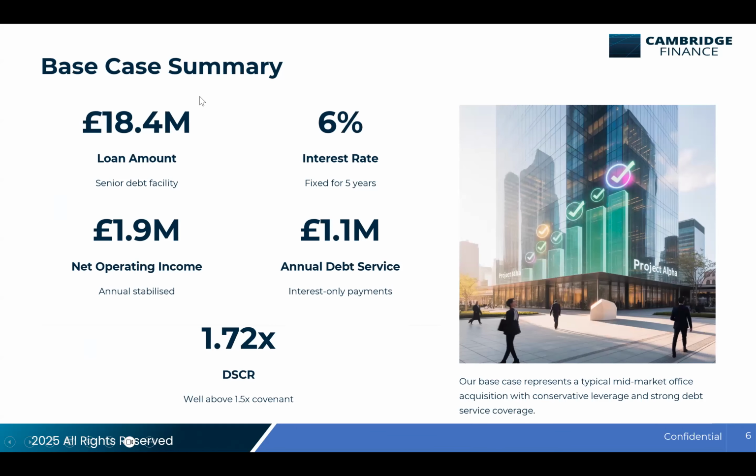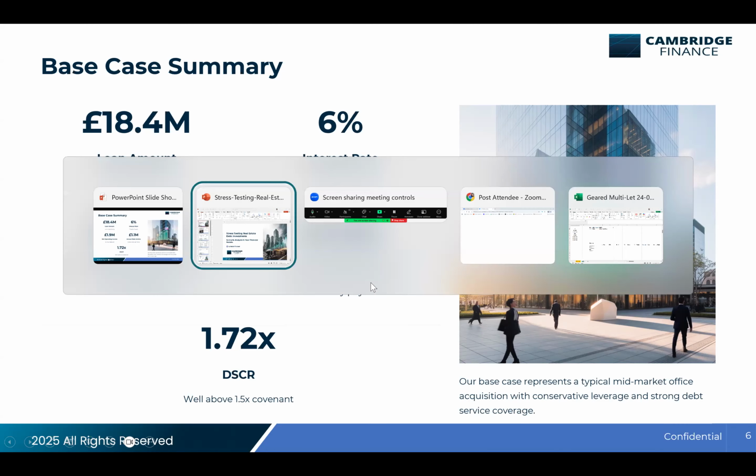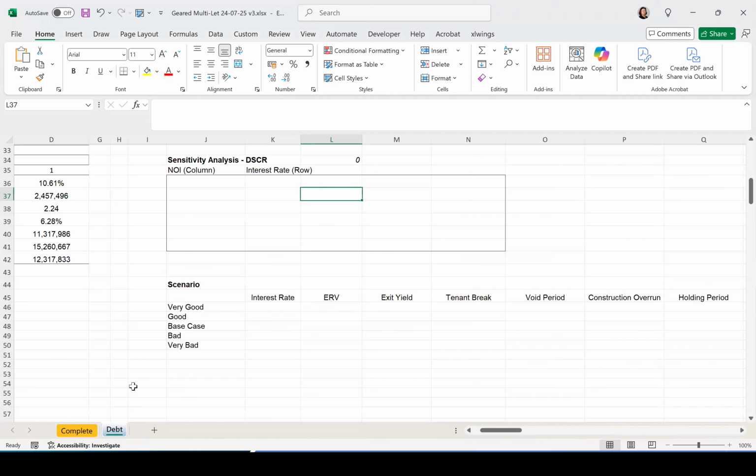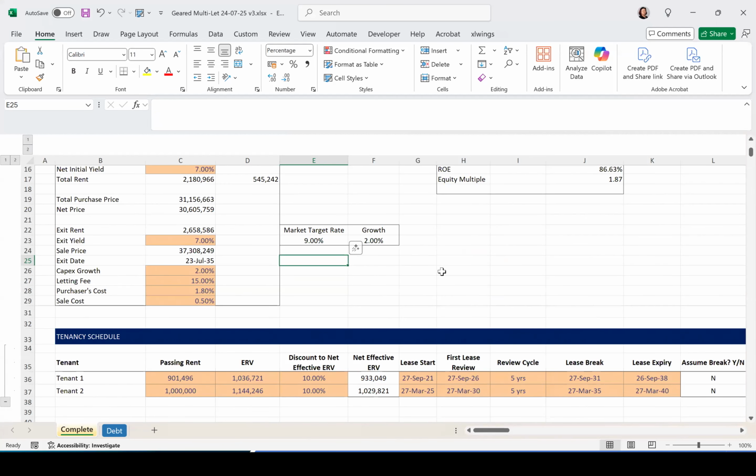Okay. So my base case scenario has 18.4 million as the loan amount. This is the senior debt facility, with an interest rate of 6%, 1.9 million as net operating income, and 1.1 million as annual debt service. It's an interest-only payment, so it's the debt service and interest coverage ratio. That gives a DSCR of 1.72, well above the 1.5 covenant in the scenario. So this is our base case, and I've created a model here for us to check it.